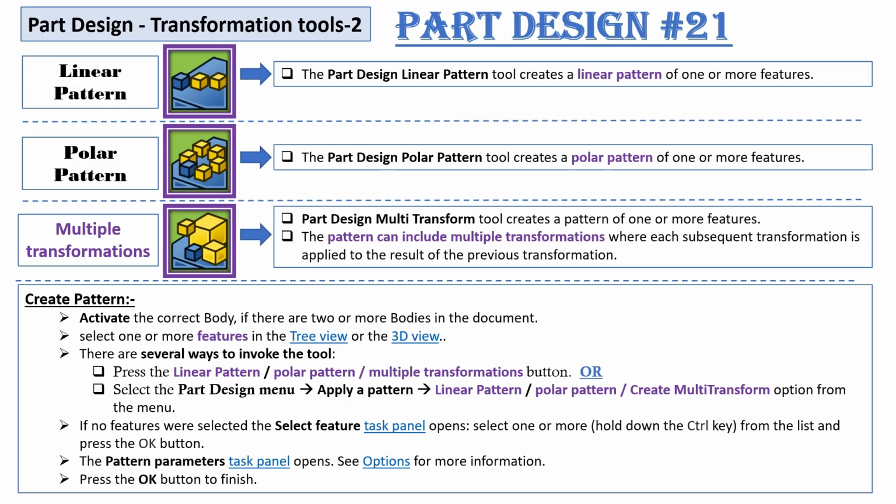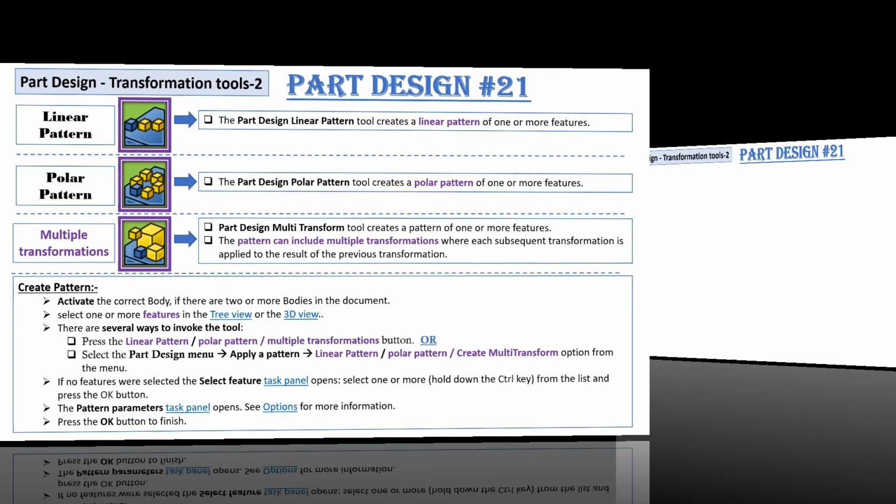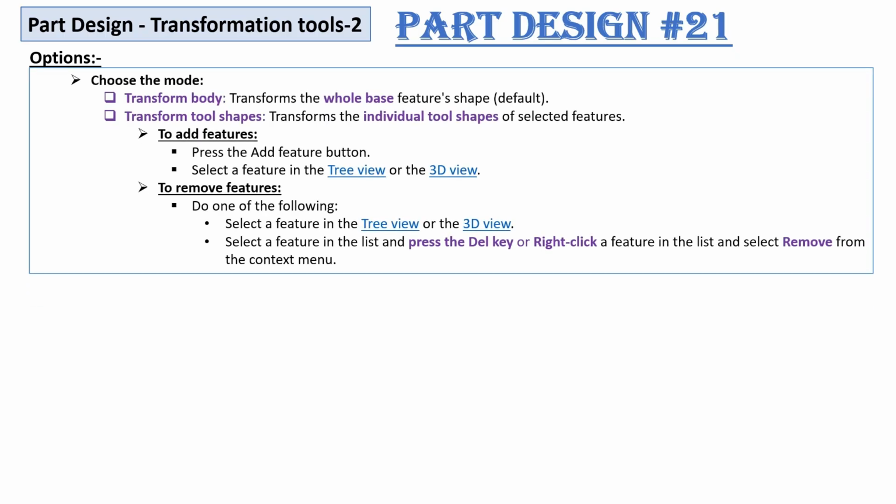Here you find the several ways to invoke these Part Design Transformation tools and the steps to apply these tools. When you press or activate the transformation tools, the Transformation Task panel opens. Here, you find some options like Transform Body, Transform Tool Shapes, and the option to define the direction of the pattern. There is also an option to add or to remove the selected feature.